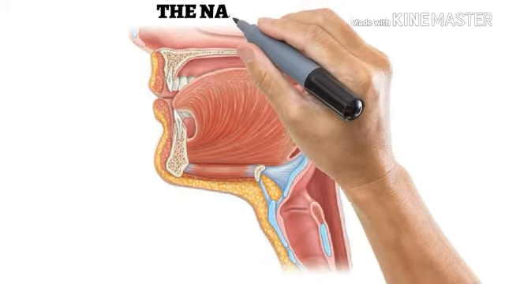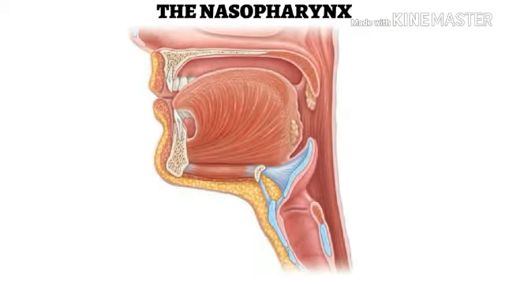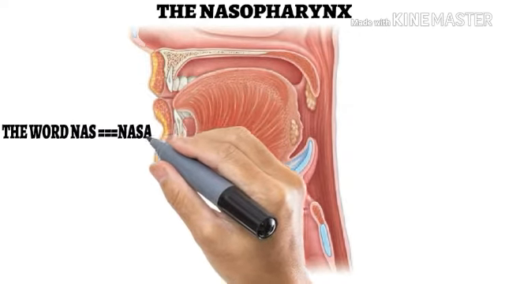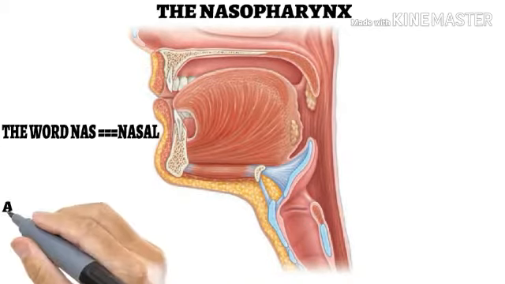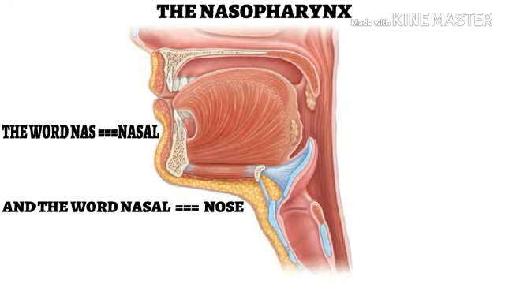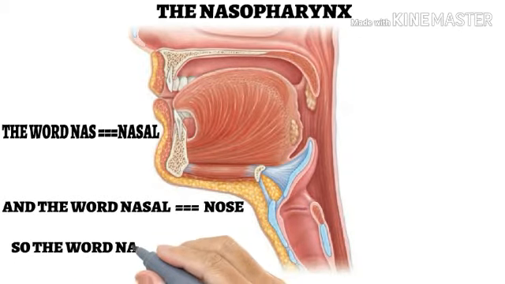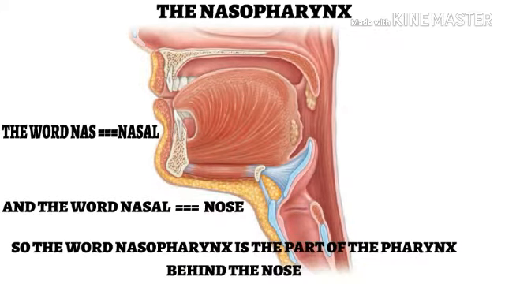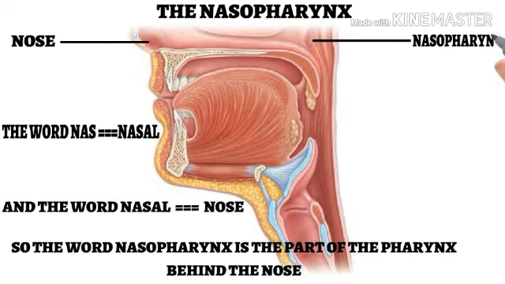So to the nasopharynx. If you look at that word, it's a combined word. We have the naso and we have the pharynx. The word naso means nasal, and according to anatomy, the word nasal means the nose. So if we combine the nose with the pharynx, it will give us the nasopharynx. That is the part of the pharynx that lies behind the nose, and that is the first part of the pharynx. If we move to the posterior aspect of the nose, you will see the nasopharynx, the first division of the pharynx.